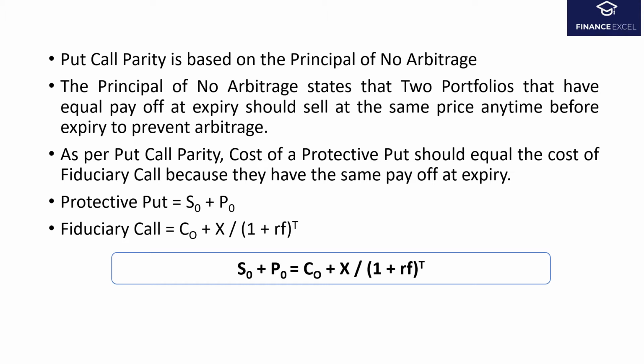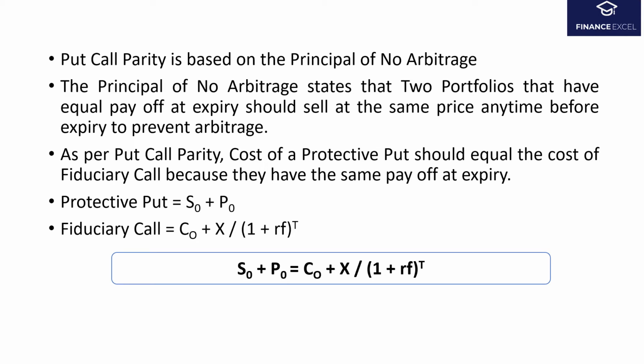The put option would protect the investor against any downside in the underlying S. And similarly, what is a fiduciary call? Say there is a trader who has bought a call option on the underlying. At expiry, the trader needs to pay the exercise price to exercise his right to buy the underlying. So, to fund this payment of the exercise price, the trader invests the present value of the exercise price in a risk-free security.